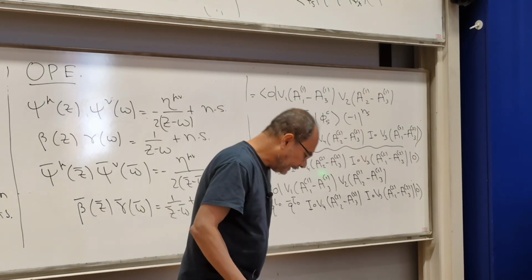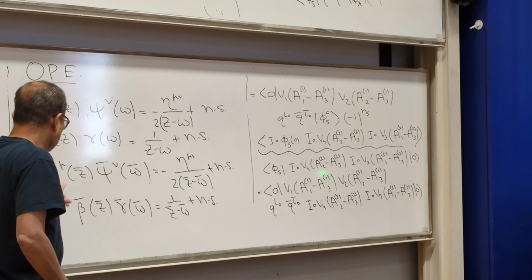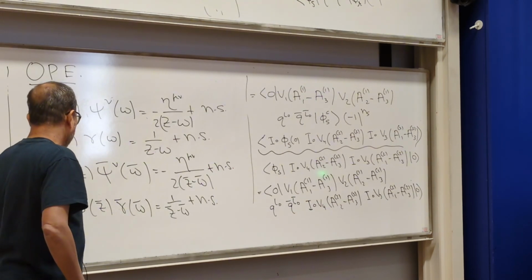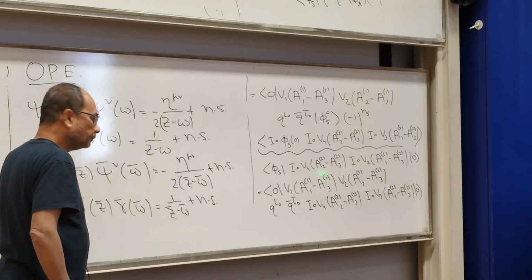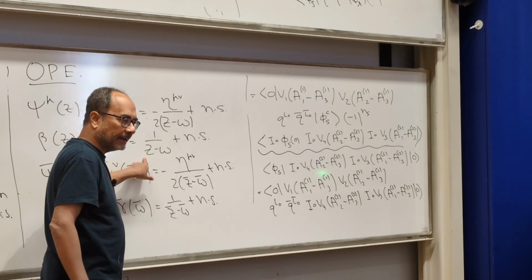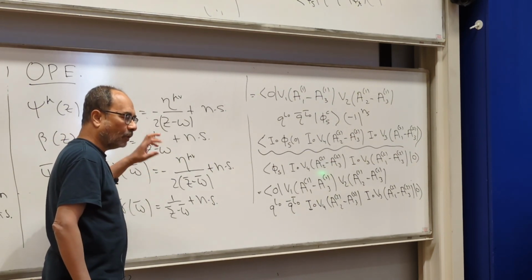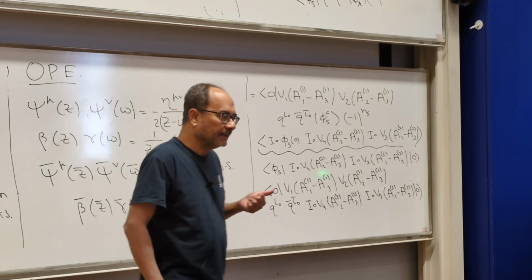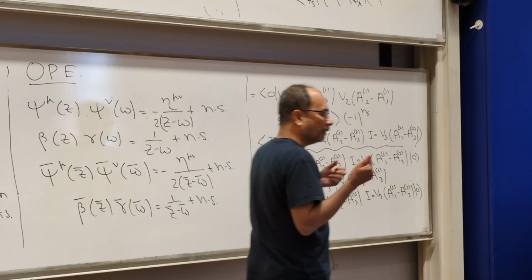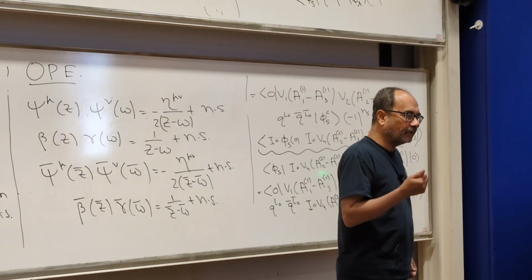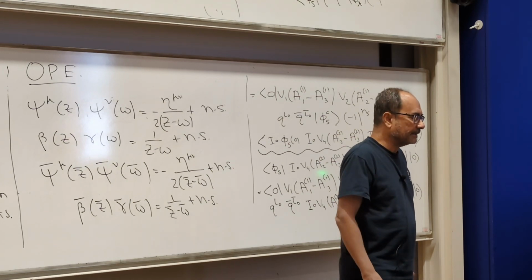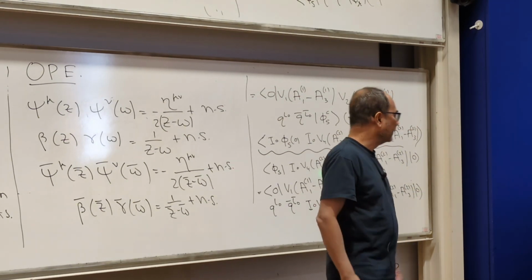Now, one point I should emphasize here is that if you exchange the order, gamma of w, beta of z, because they are commuting, it will still remain 1 over z minus w. If you write it as 1 over w minus z, there's an extra minus sign. This was not the case for bc: b of z, c of w was 1 over z minus w, and c of z, b of w was also 1 over z minus w, because you can also write 1 over w minus z as minus 1 over z minus w.